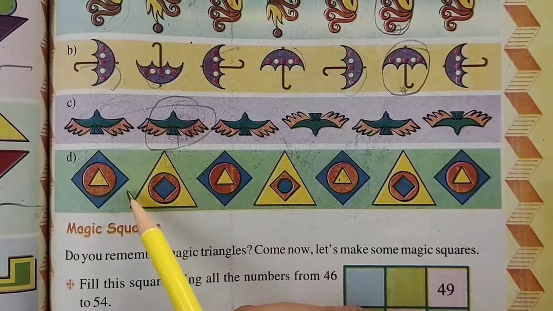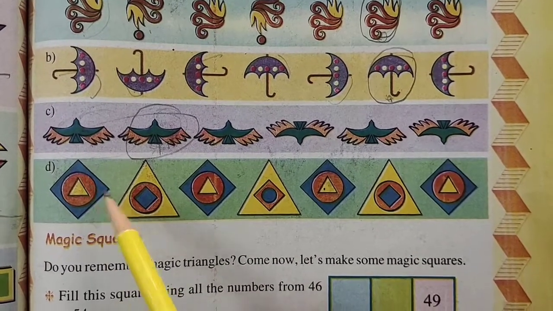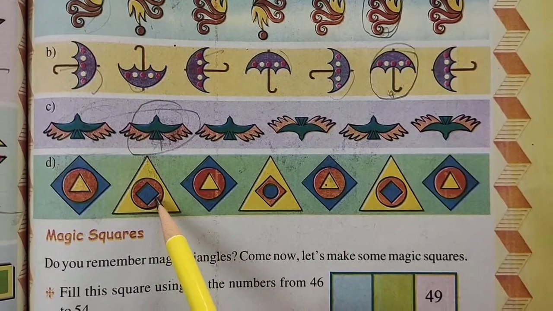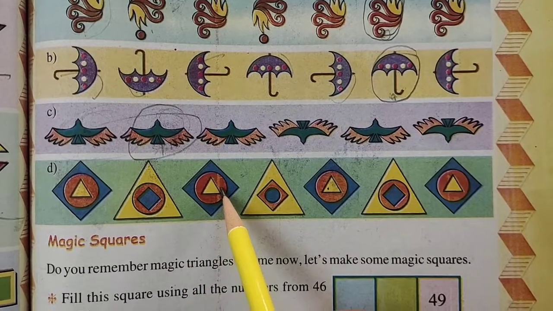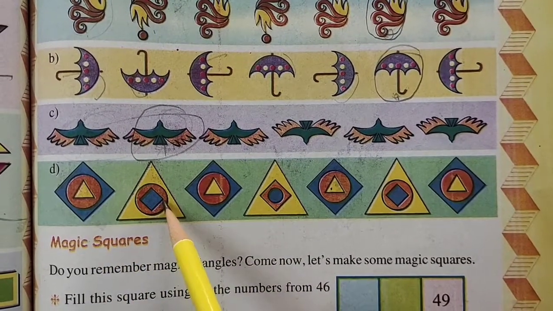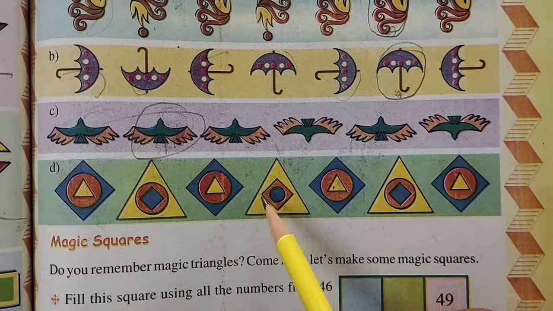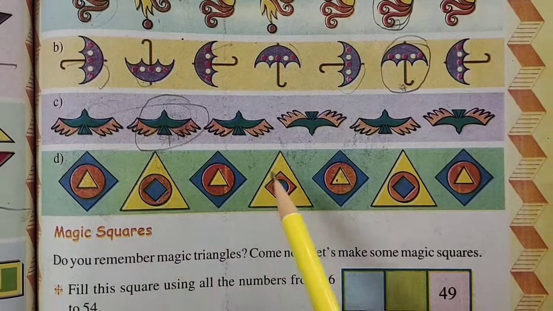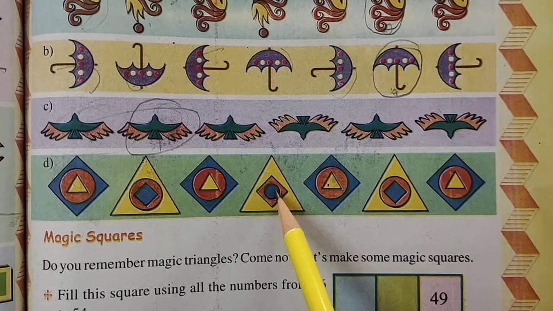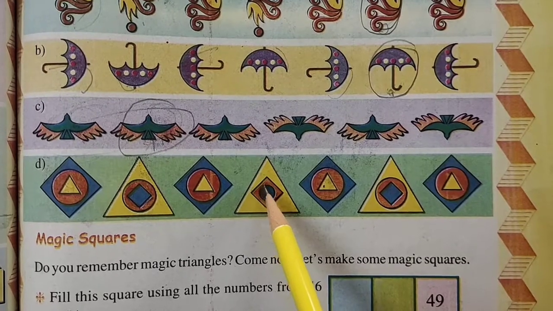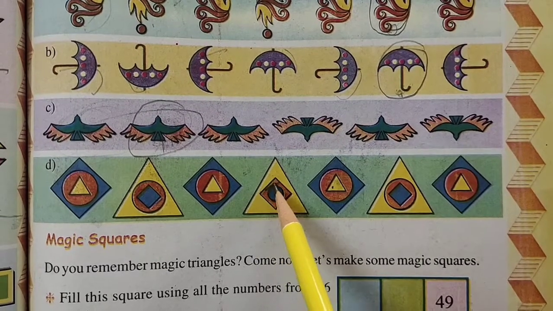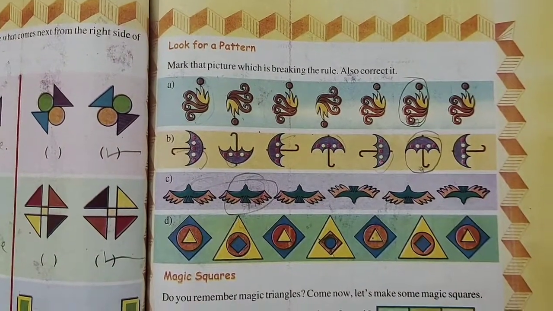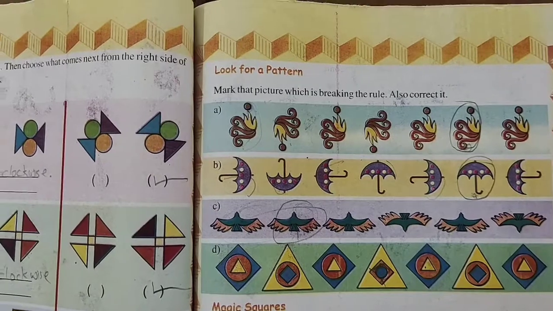Next, see. Here it is made with blocks. This is the front triangle, then a yellow triangle, then again a blue square, yellow triangle, blue square, yellow triangle. Now in this pattern, students, if you see, here it is a square, but here it is a circle. So this is the wrong one. So if we want to correct it, here it should be a square. Understood, students? So today we studied this, page number 103.